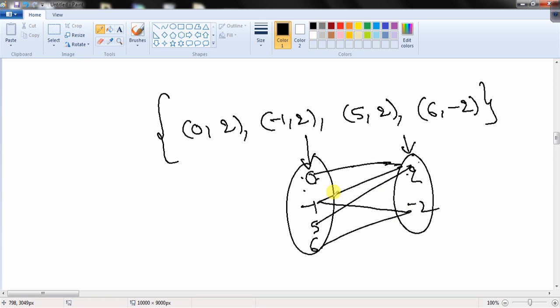Minus 1 cannot have two images. Even if suppose I have minus 1, 2 and minus 1, minus 2, then it is not a function because minus 1 has two images, 2 and minus 2, or the pairs with minus 2 and 2 have the same x coordinate, which is minus 1, so this is not a function.